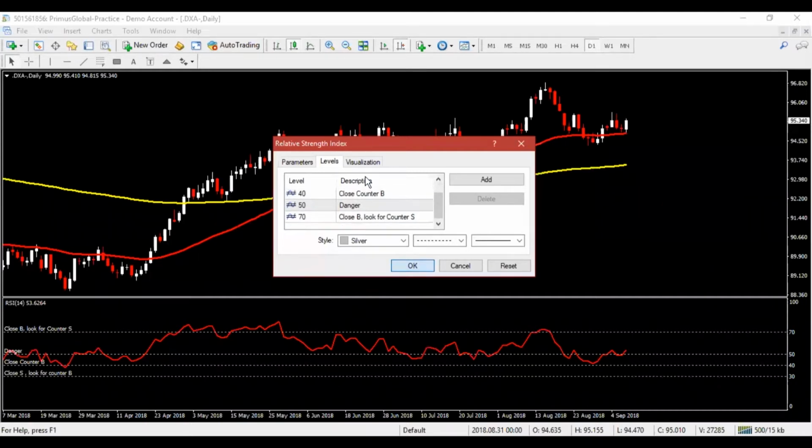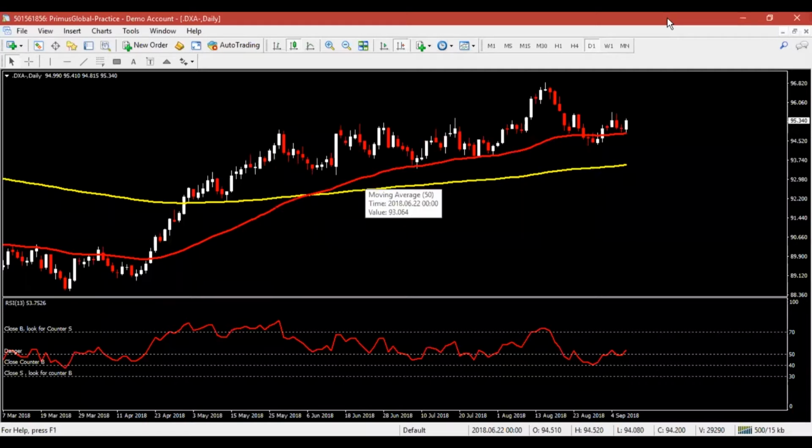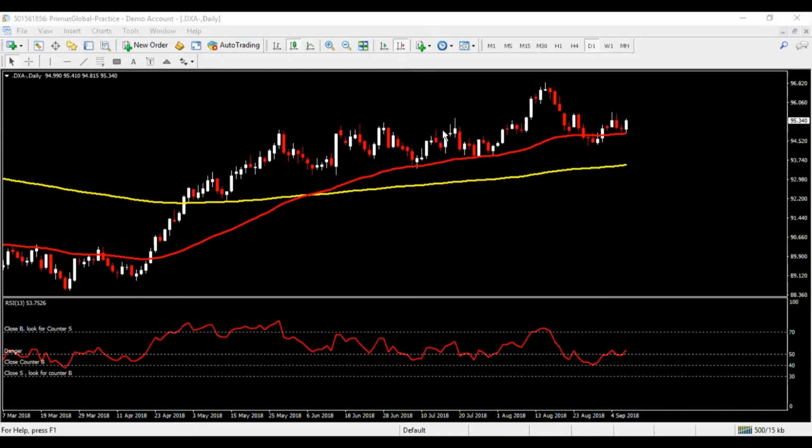So here we go. Guys, first things first, we're going to use the 200 exponential moving average, the yellow line. It's important. Why? It gives us market direction. If you know anything about forex trading, your first step in whatever you do is to find the market direction. That is your first step. So we use the 200 EMA for market direction.